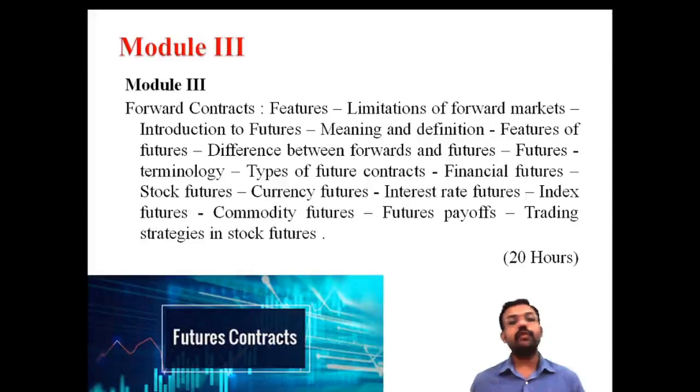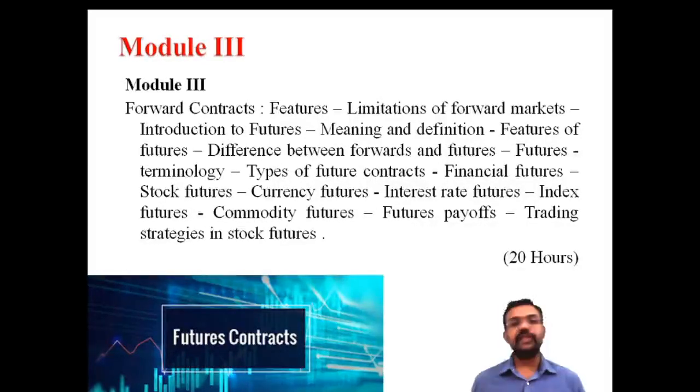That means forward and future. The derivatives have 4 categories: there is a forward contract, there is a future, there is an option, and the swap. In the third module we will discuss the forward contract and the future contract.